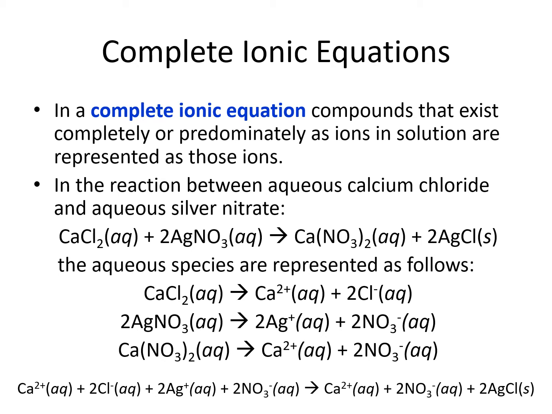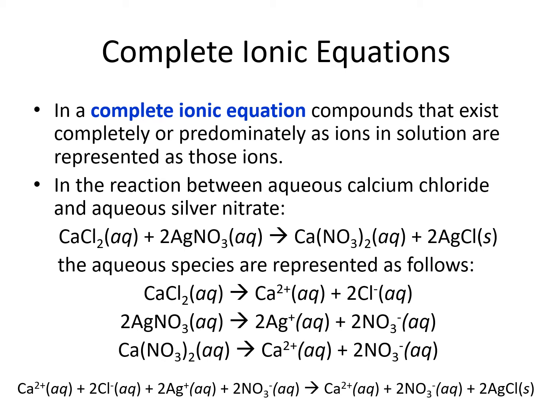The final aqueous ionic compound in this reaction is calcium nitrate. It breaks apart into 1 calcium ion with a +2 charge and 2 nitrate ions, each with a -1 charge. The subscript of 2 in calcium nitrate is telling us how many nitrate ions are in the formula unit. The subscript of 2 only applies to the nitrates. It does not apply to the number of calcium ions.